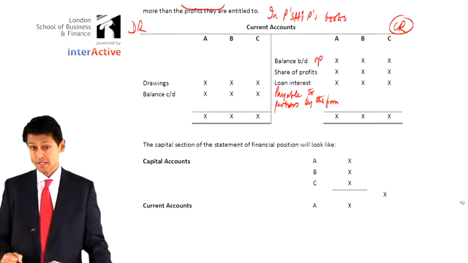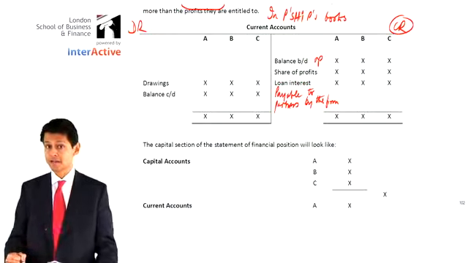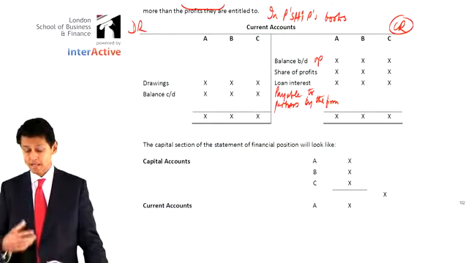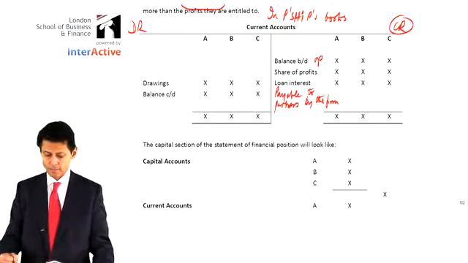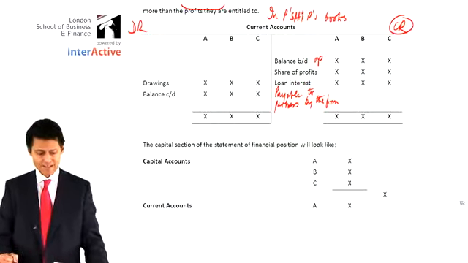So what we're saying here is we debit the appropriation section of the income statement, and credit the current account. All that means is the firm, that's to say the partnership, ultimately owes these monies, things like loan interest, share of profits, etc., to the partners.